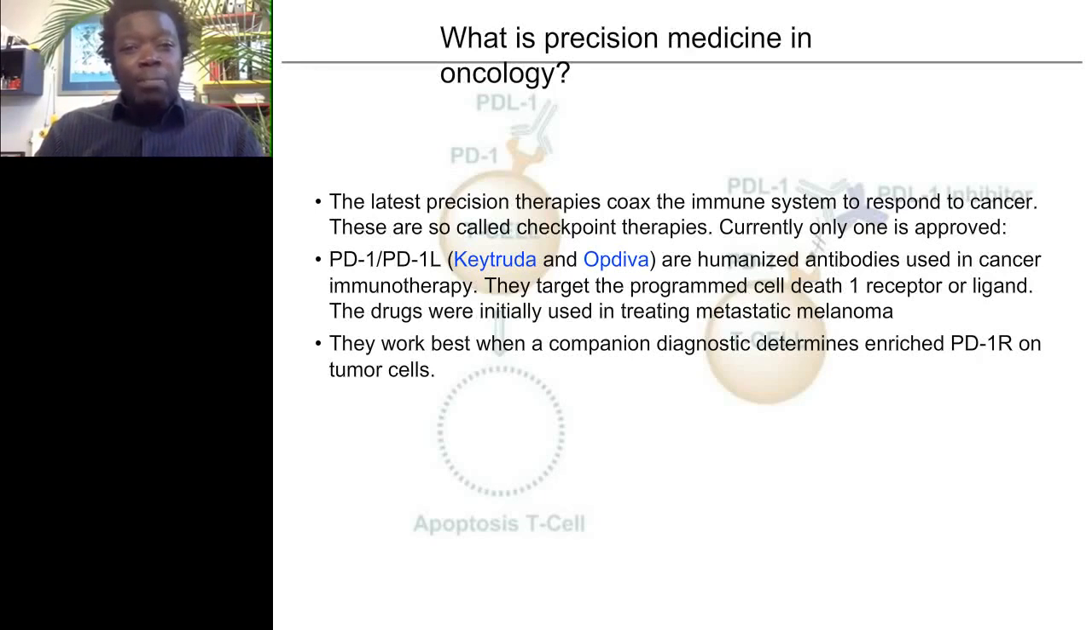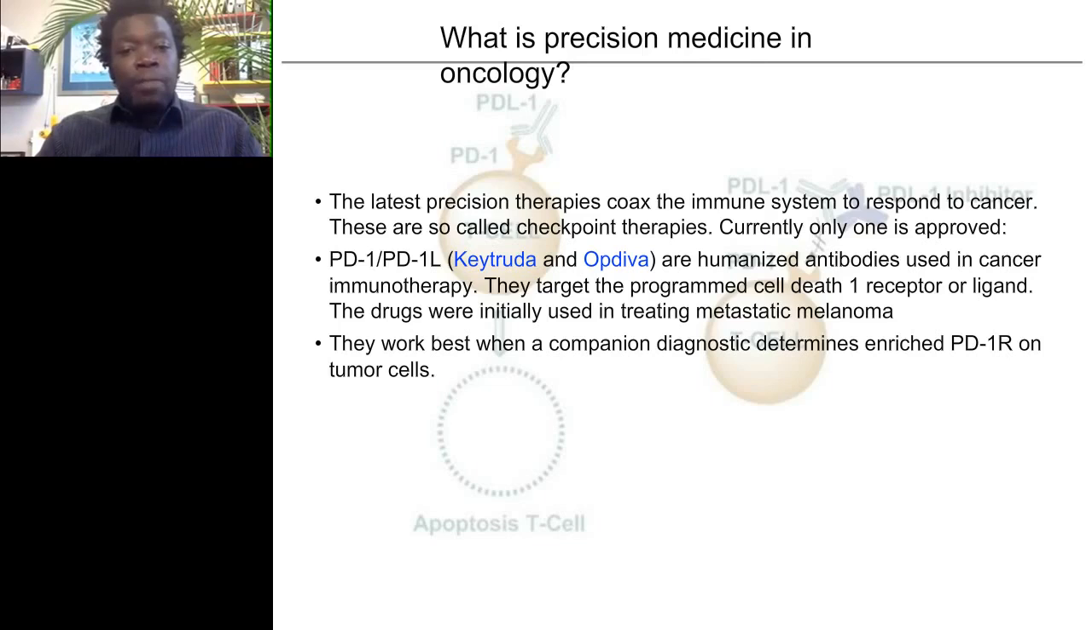The latest precision therapies are more around trying to boost the immune system to respond positively to cancer. And a whole class of these has arisen and has caused a great deal of excitement in the cancer therapy field. And these are termed checkpoint therapies. Currently, only one of these has been FDA approved, and this is the PD-1 or PD-L1 targeting drugs.